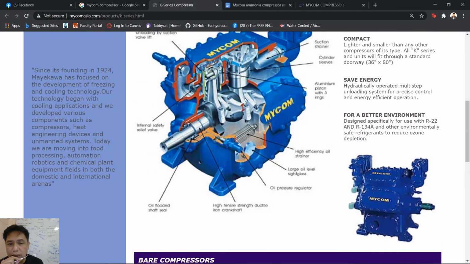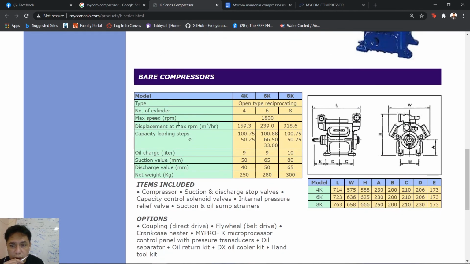So pag sinabing reciprocating, alam mo na 'yon, no? Yung piston type. Kasi yung screw, hindi naman nagre-reciprocate yung screw, 'di ba? Umiikot 'yon, no? So dito, ang sinasabi rito ay reciprocating. Ibig sabihin, yung piston going forward and reverse. Now, number of cylinders, different types, no? 4, 6, 8. Kaya ang model niya ay 4K, 6K, tsaka 8K. So here, 4 cylinders, 6 cylinders, and 8 cylinders. Para din siyang engine, no?